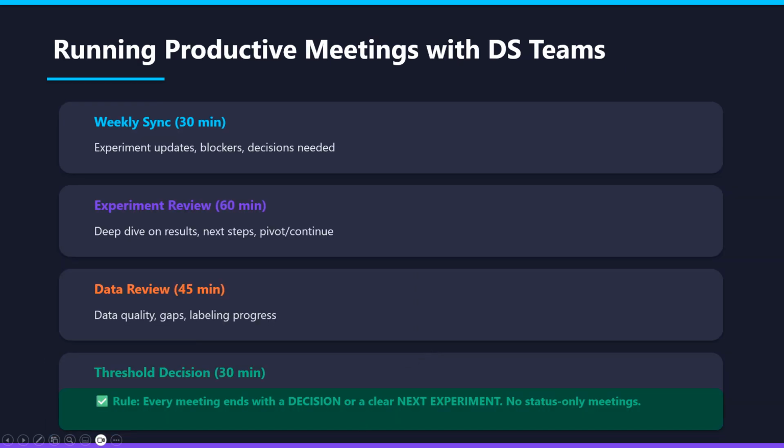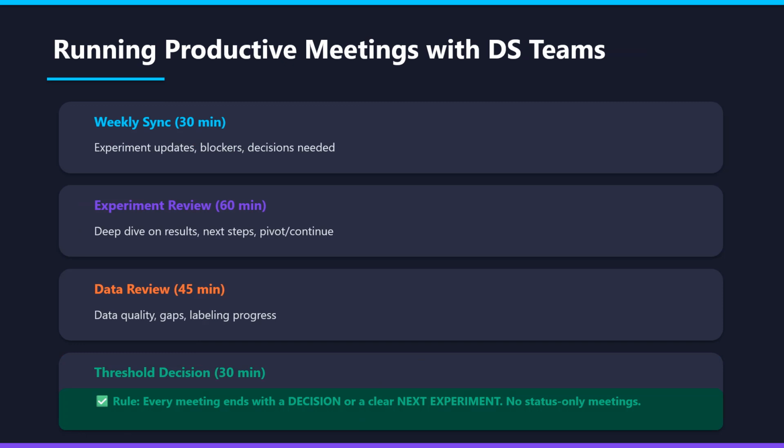Yeah. So now let's talk about the meetings. Most PM and data scientist meetings are status updates, like that could be a Slack message. So here is how to make them actually productive. You need four types of meetings with your data science team.